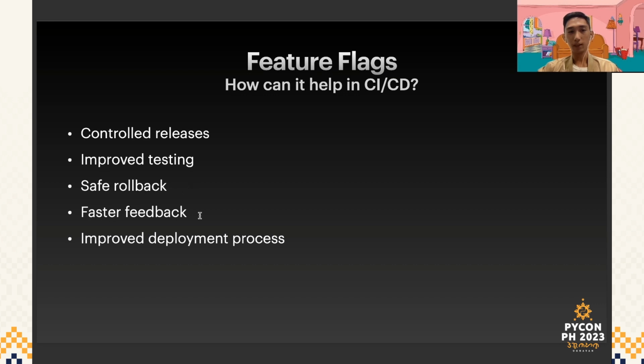And faster feedback. So by having feature flags, we can have, like mentioned, the A/B testing. We can have faster feedback for different features, and we have an improved deployment process. So by having feature toggles, we can continuously deploy into the production server, regardless if the feature is incomplete. So that if it is incomplete, we can just turn it off in the deployment process.